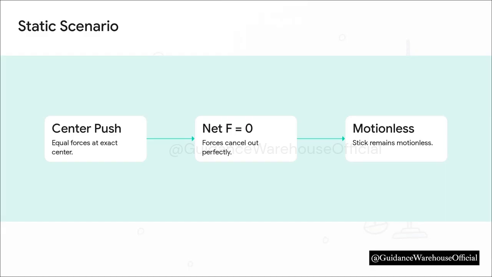Let's run a quick thought experiment. Step 1. Imagine an ice hockey stick lying flat on some completely frictionless ice. The downward gravity is perfectly balanced by the upward support of the ice. Step 2. We apply two equal and opposite horizontal forces right to the exact center of the stick. Because the forces are equal and opposite, net F equals zero, the stick just stays put. It's completely motionless. We have successfully achieved static equilibrium.